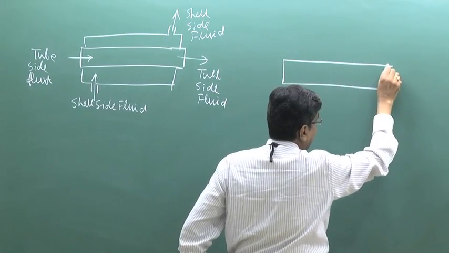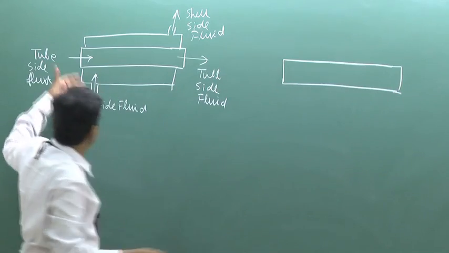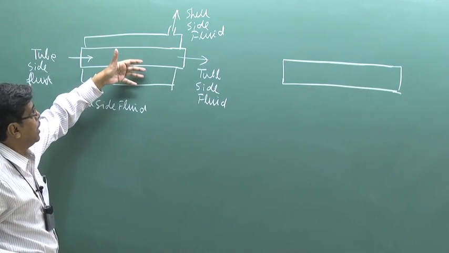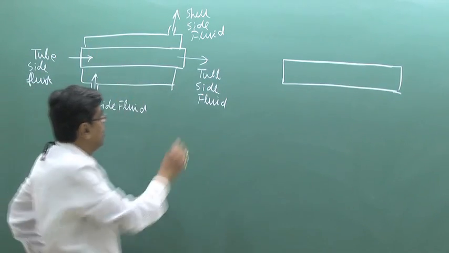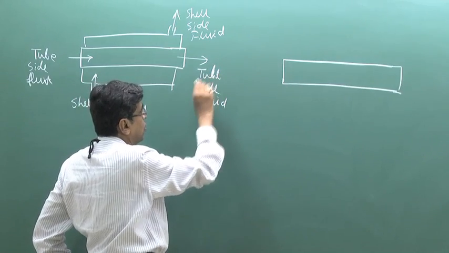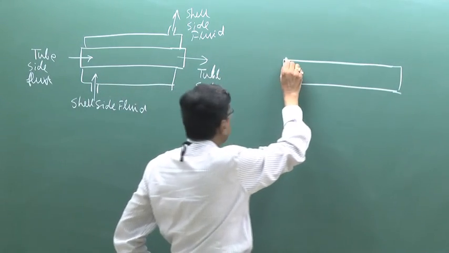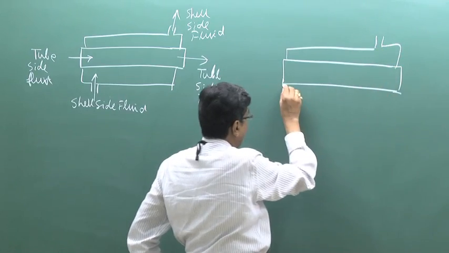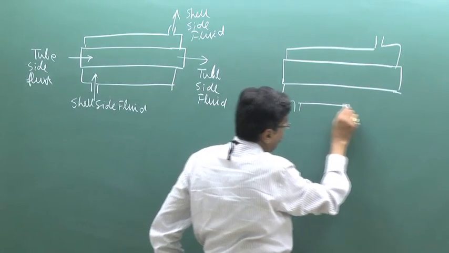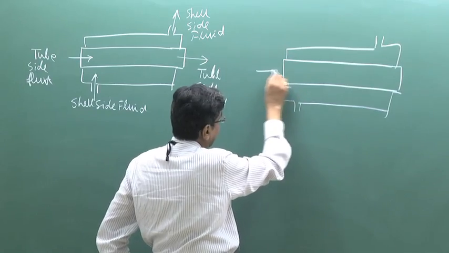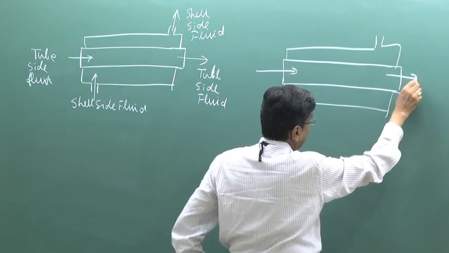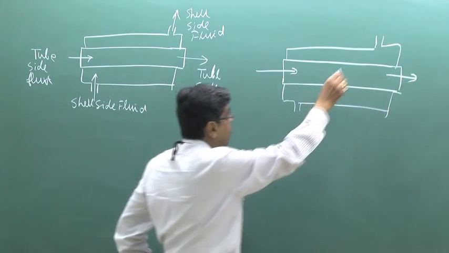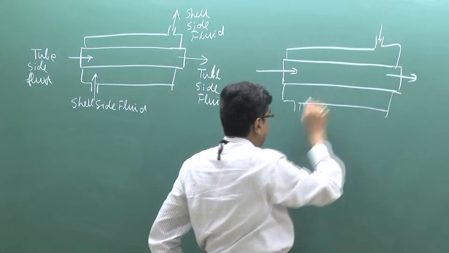This one is the parallel flow, where both the shell side fluid and the tube side fluid flow in the same direction. I am not writing the tube and this thing again. This is a counter flow type, shell end.